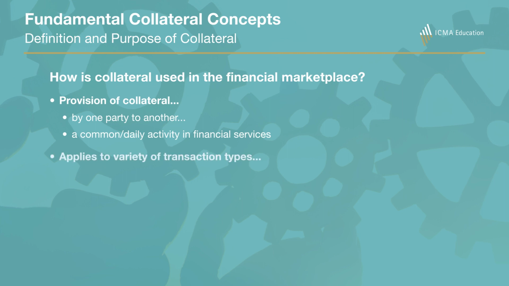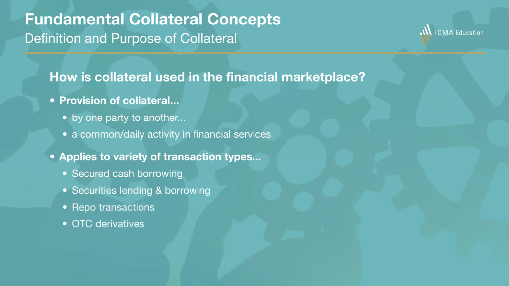The provision applies to a variety of transaction types, each of which generates or has exposure. These can be secured cash borrowing, securities lending and borrowing, repo transactions, and OTC derivatives. This course will use repo transactions and OTC derivatives known as interest rate swaps and credit default swaps as product examples to understand how exposure arises and how it fits into the collateral management activities. And don't worry if you have not worked with any of those products before. We will give you an introduction to these products before going into the details.